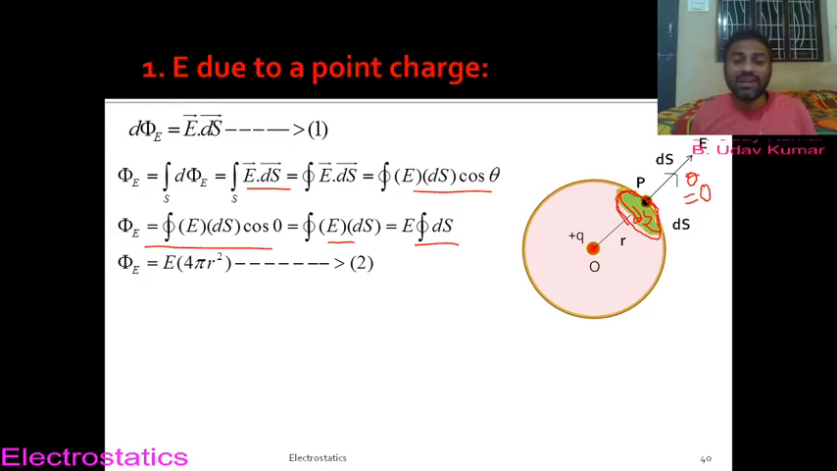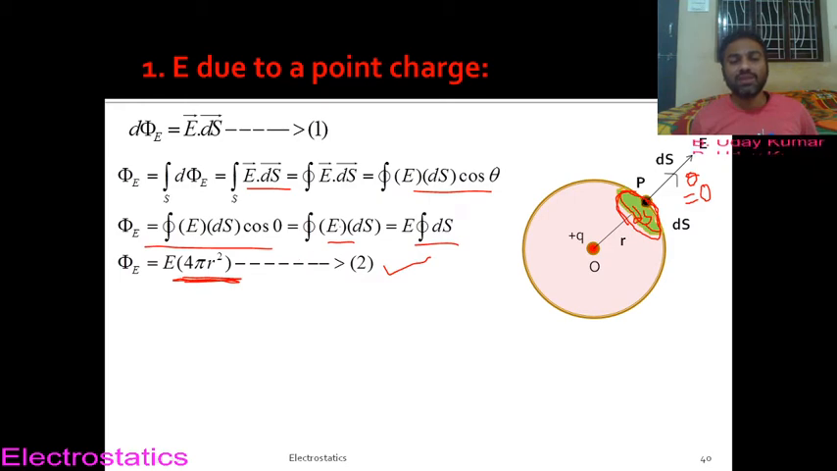Now integral dS means the total surface area of the sphere. So the total surface area of the sphere of radius r is given by 4 pi r square. I hope you will remember this formula, so please remember it. So finally I get the total electric flux coming out of this Gaussian sphere to be E times 4 pi r square. Okay, so let us take this equation as 2.